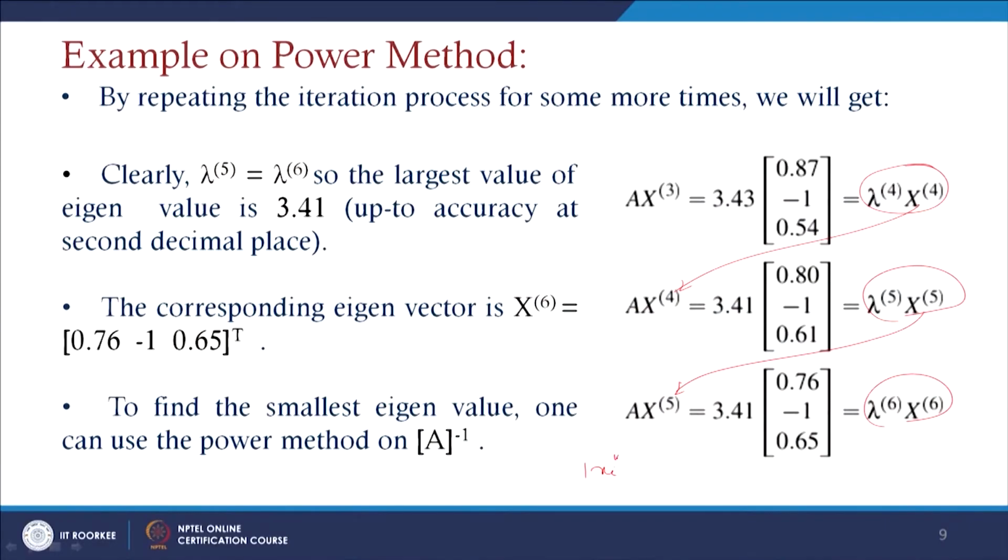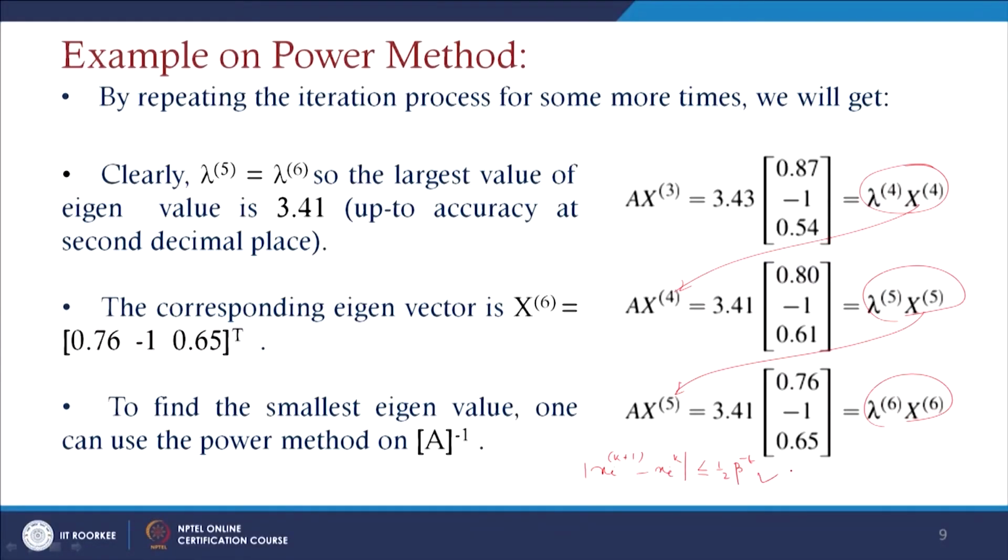Accuracy means we can say that the difference between xi k plus 1 and xi k should be less than or equal to your desired accuracy, that is half into beta to the power minus t here. Beta is the base and t is the number of digits or decimal places to which you want the accuracy.